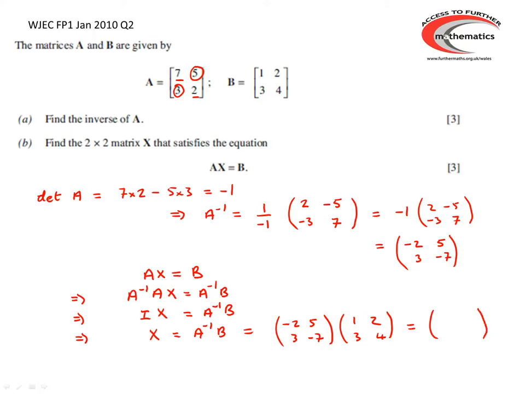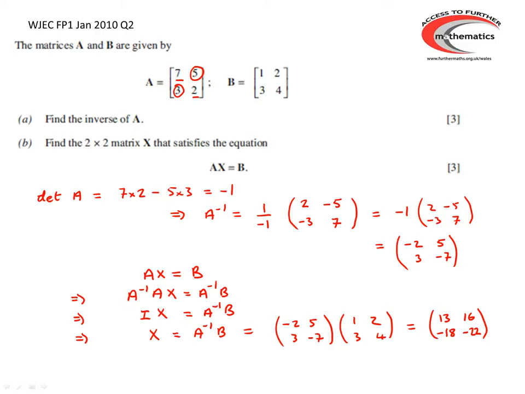If we now do the multiplication out for the top left entry, we've got minus 2 times 1 plus 5 times 3. So that's minus 2 plus 15, which is 13. For the top right entry, we've got minus 2 times 2, which is minus 4, plus 5 times 4, which is 20. So minus 4 plus 20 is 16. Bottom left, we've got 3 times 1 is 3, plus minus 7 times 3 is minus 21. So that's going to be minus 18. Finally we've got 3 times 2, which is 6, together with minus 7 times 4, which is minus 28. So that gives me minus 22 for the value of the matrix X.